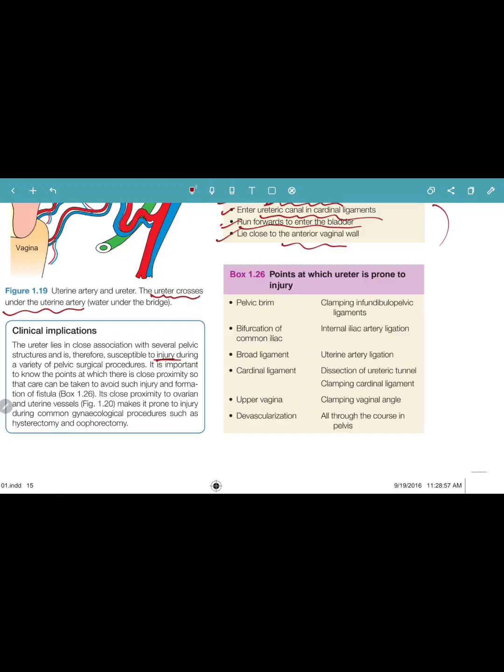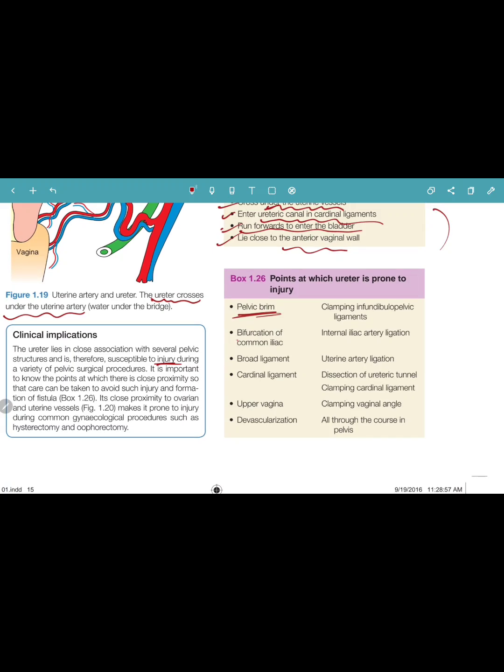Points at which the ureter is prone to injury are your pelvic brim, where infundibulopelvic ligaments are clamped; the bifurcation of the common iliac when you are doing internal iliac artery ligation; the broad ligament when you are doing uterine artery ligation; your cardinal ligament when dissection of the ureteric canal and clamping of the cardinal ligament are done; and the upper vagina, clamping the vaginal angle, and devascularization. That is all through the course of the pelvis.